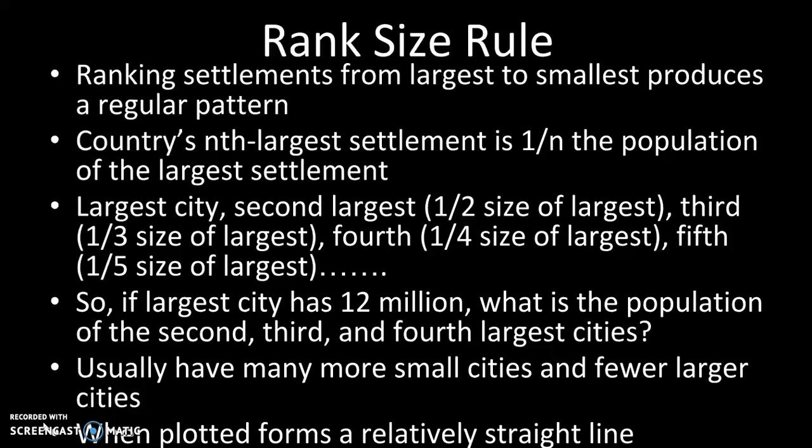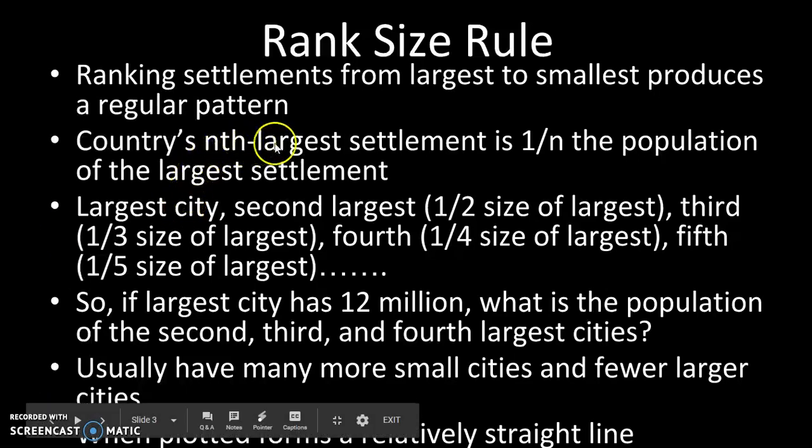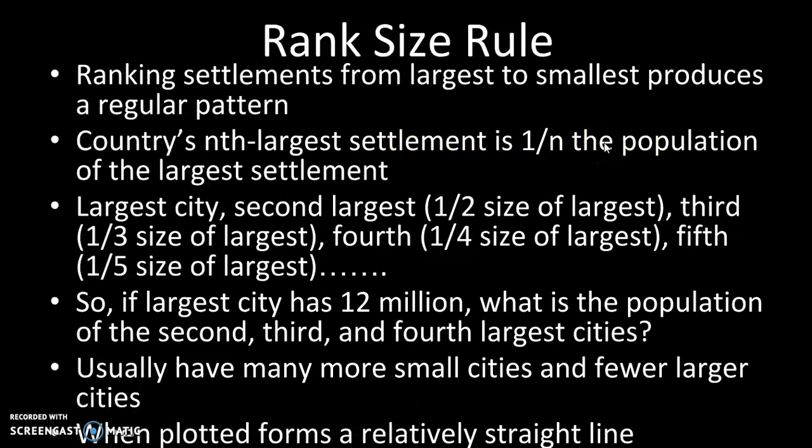All are a fraction of the largest settlement. Again, this is a math equation where the nth largest settlement equals 1/n the population of the largest. Don't forget that it's of the largest. So if the largest has 12 million people, then the population of the second largest should be half of that 12 million, which would be 6 million. Third largest should be a third of that 12 million, which would be 4 million. Fourth largest should be a fourth of the 12 million, which would be 3 million. The sixth largest should be 1/6 of 12 million, which is 2 million.